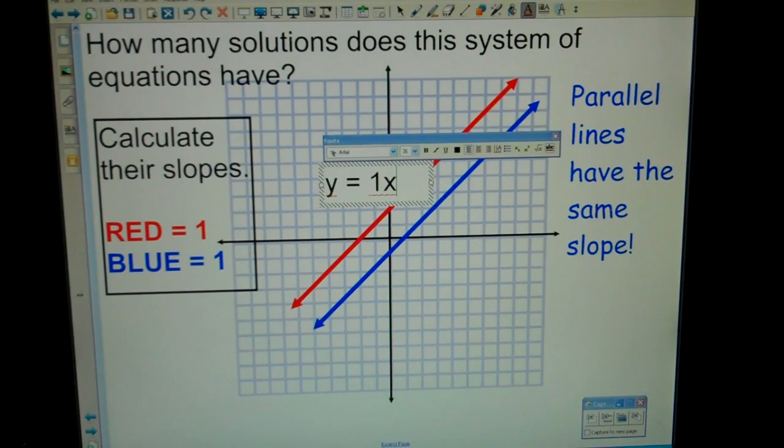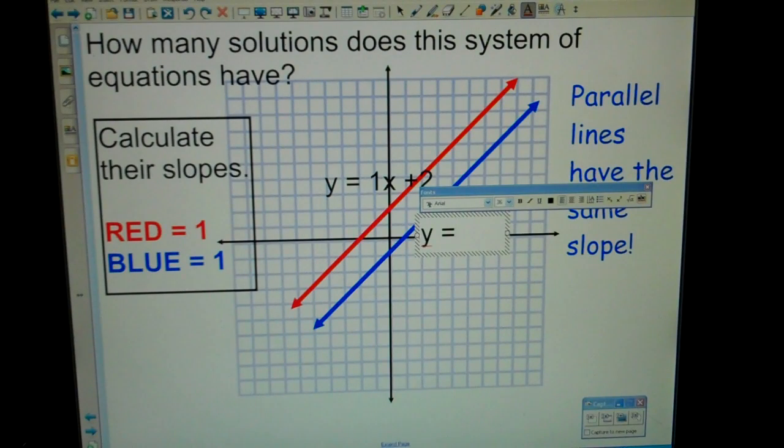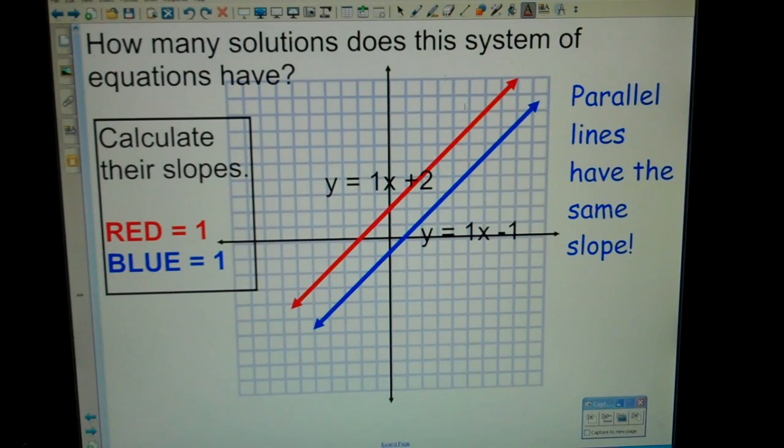So if I wanted to write an equation for these really quickly, red would be y equals 1x, and let's see, where's the y-intercept? 1, 2, plus 2. And then let's do blue. y equals, we know the slope is 1x, and the y-intercept looks to be at -1. Look at that. Those two lines have the same slope. Now, they have different y-intercepts. Yes, they hit the y-axis at different spots. But they have the same slope. So how many solutions are they going to have? None. 0. Zip.